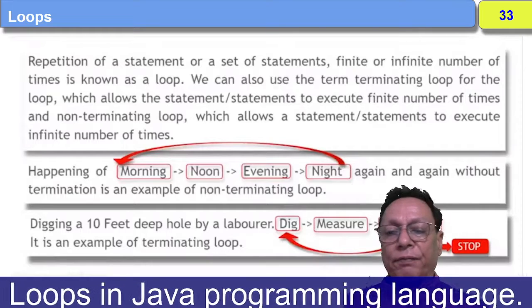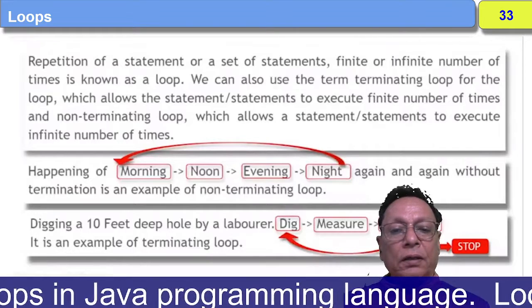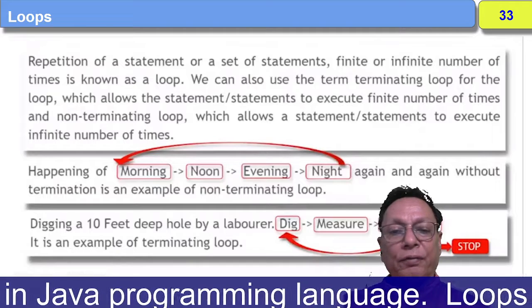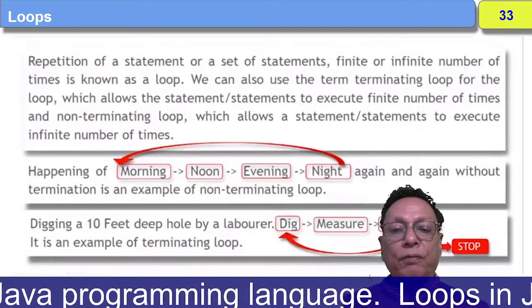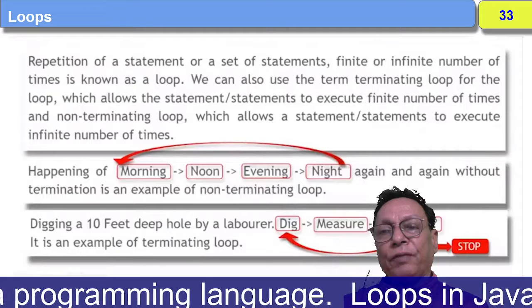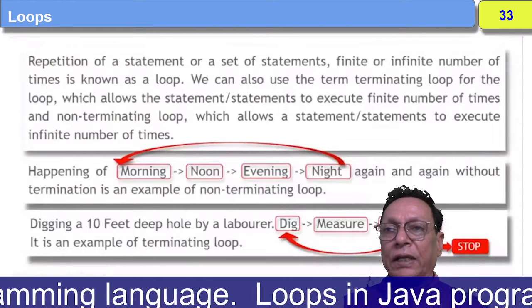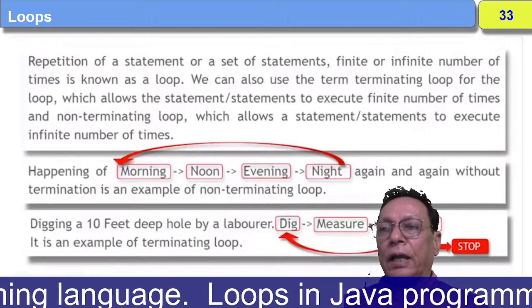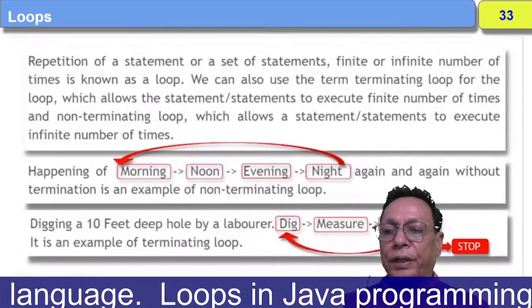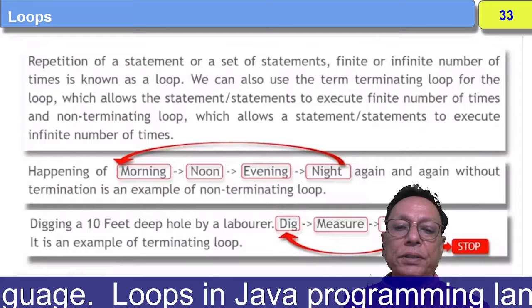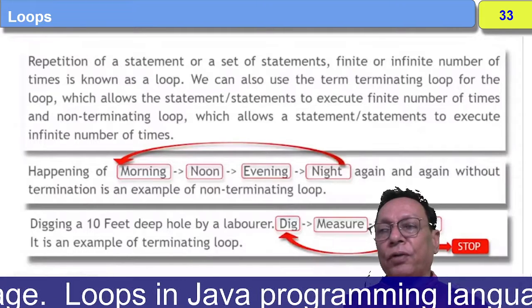For example, if we want to discuss an infinite number of repetitions, take the happening of morning. After morning there's noon, and after noon evening comes, and after evening night comes, and after night again morning comes. So again and again without termination is an example of a non-terminating loop.